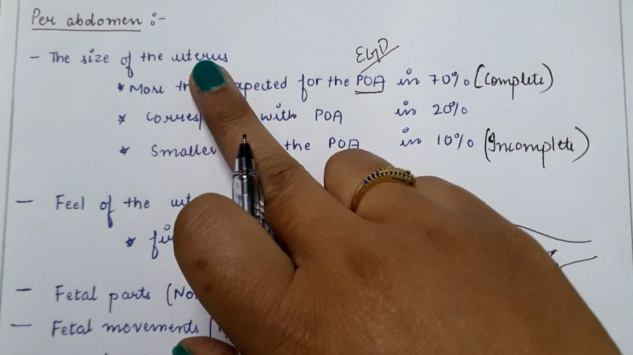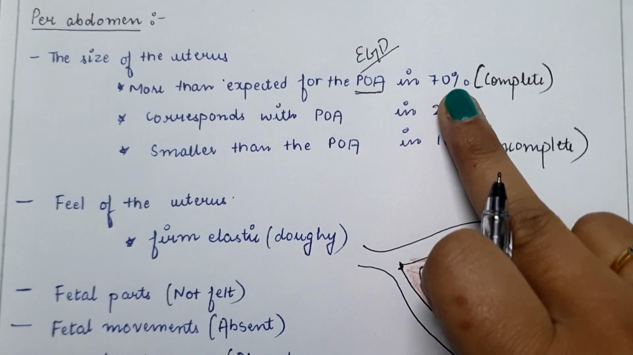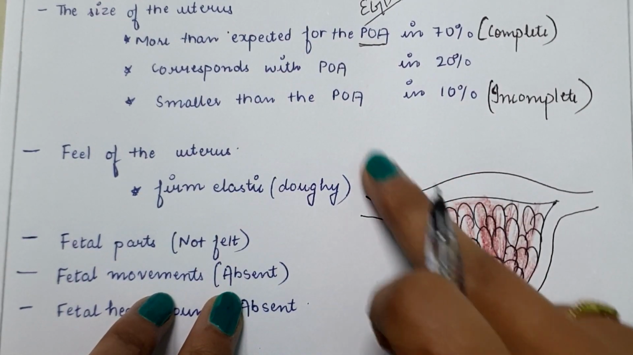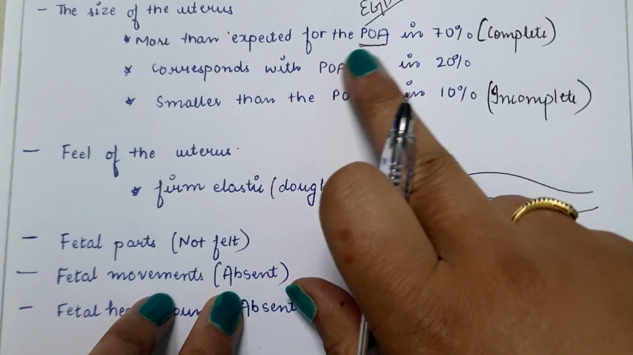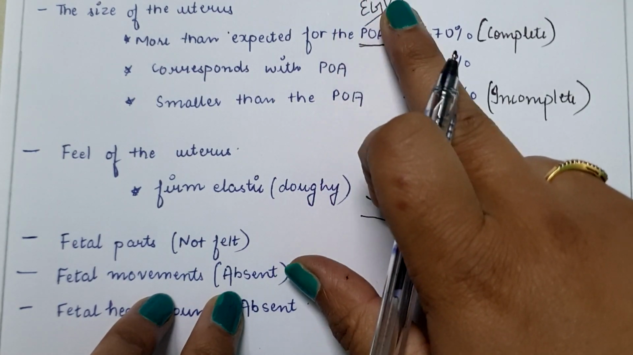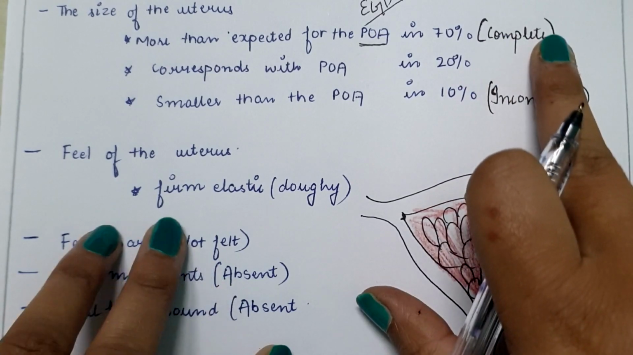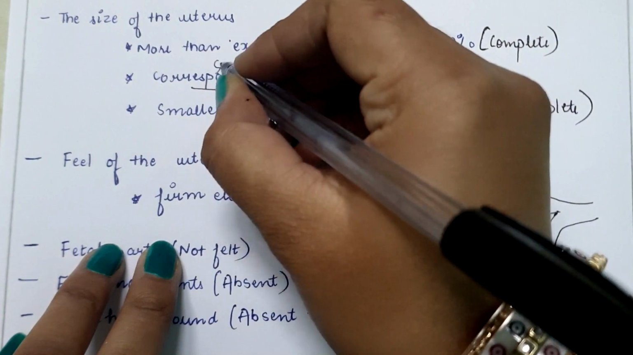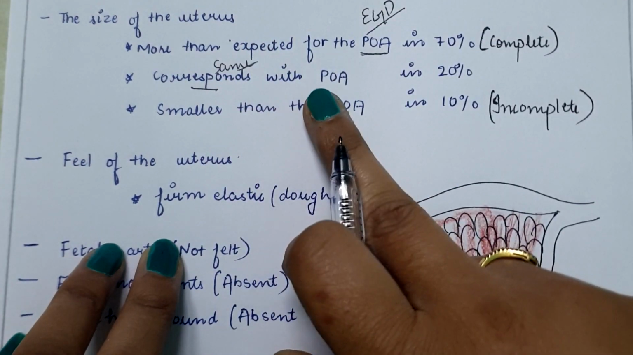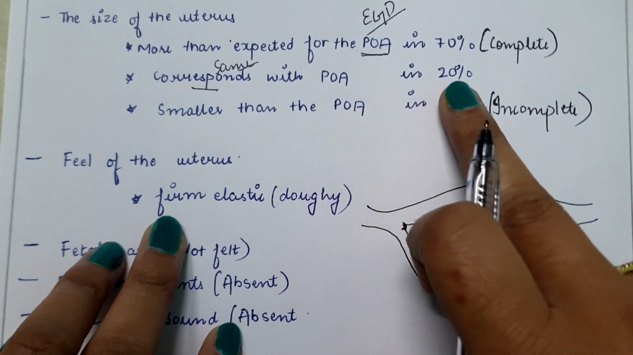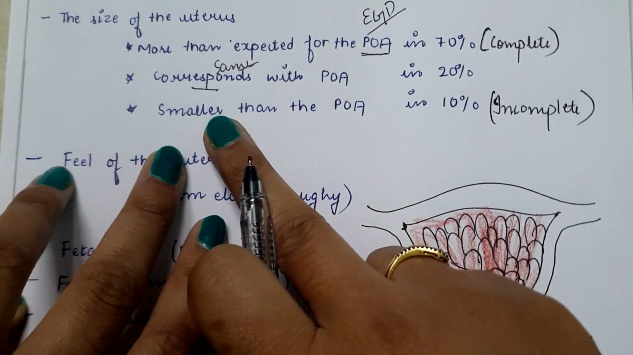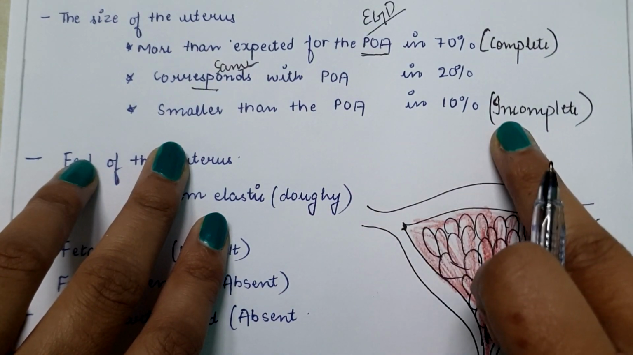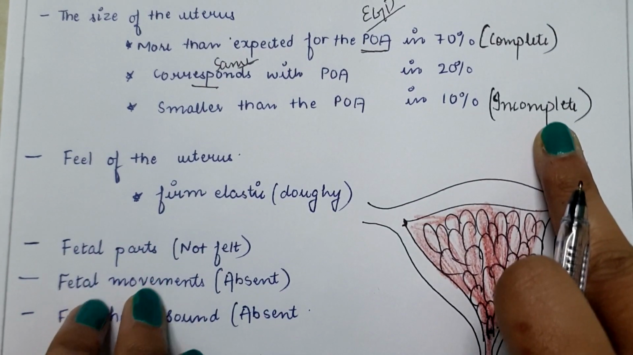First of all, the size of the uterus. In 70% of cases, the size of the uterus is more than expected for the period of amenorrhea or the expected gestational date. This mostly occurs in the case of complete hydatidiform mole. It corresponds, meaning same, with the period of amenorrhea in 20% of cases, and the uterus size is smaller than the period of amenorrhea in 10% of cases. This usually happens in the incomplete hydatidiform mole.